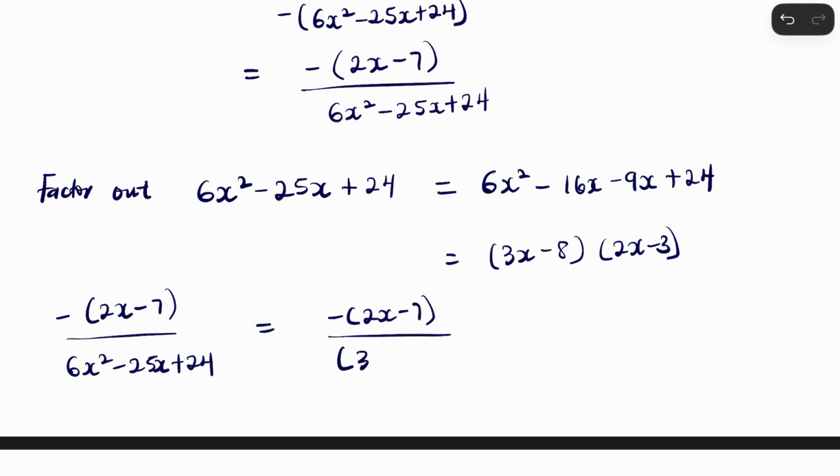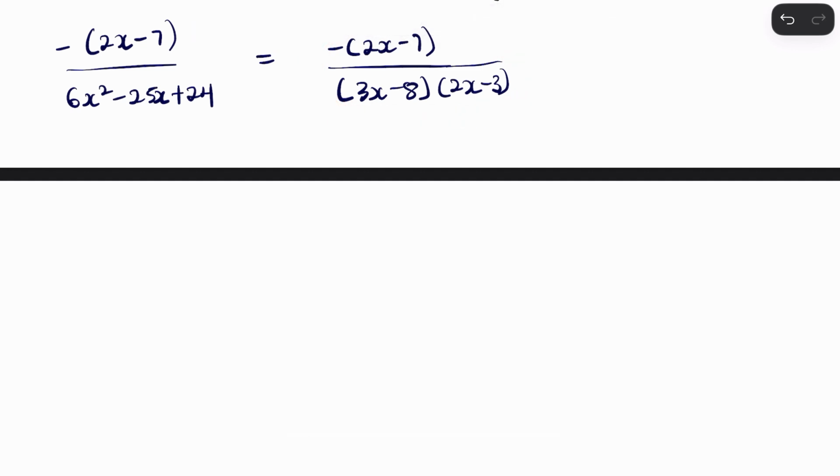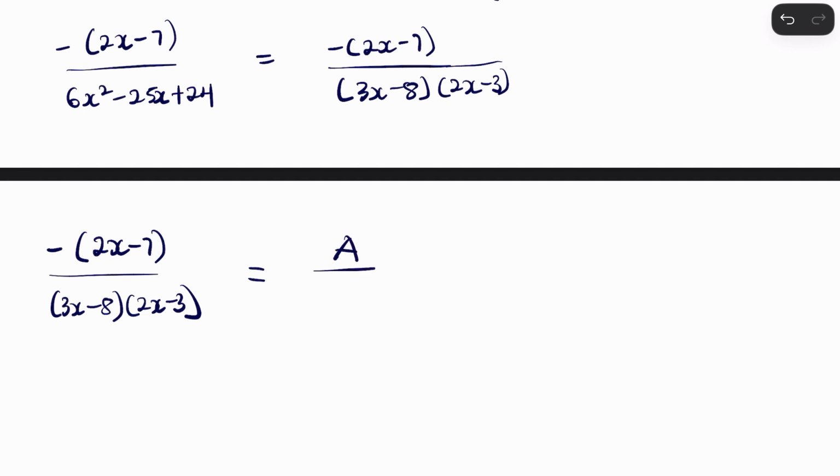So that's going to give us (3x - 8)(2x - 3), right? And so we now find the partial fraction decomposition of this guy. Thus we have (-2x - 7) divided by (3x - 8)(2x - 3). Since the factors in the denominator are linear, we are going to use A on (3x - 8) plus B on (2x - 3), because the factors are linear.